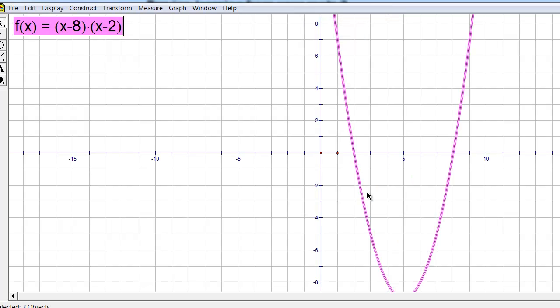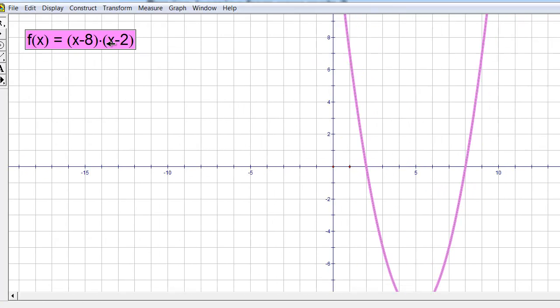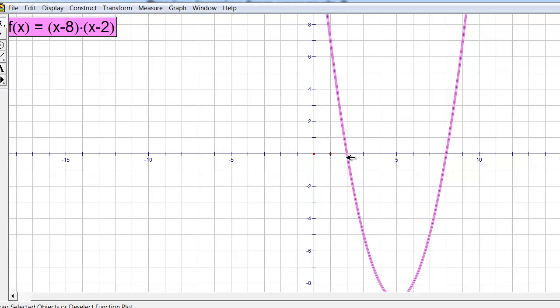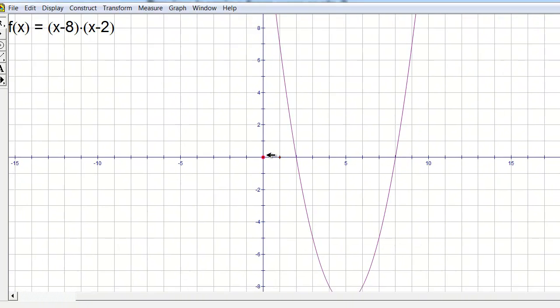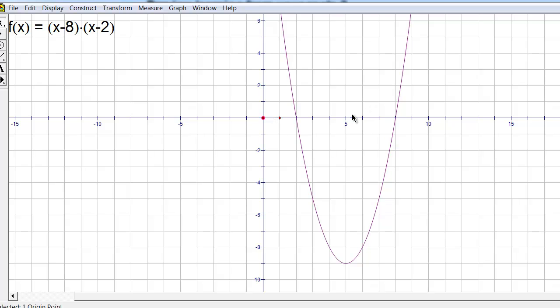And so there's the first family member, x minus 8 and x minus 2, and I can just see that that quadratic passes through 2 and 8. And if I scroll around and I shrink and I expand, I can see that it has a y-intercept of 16 and it has a minimum value when x is equal to 5.